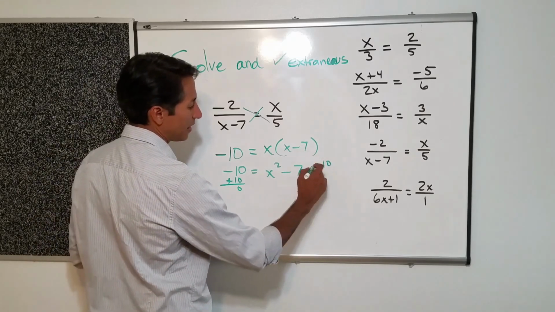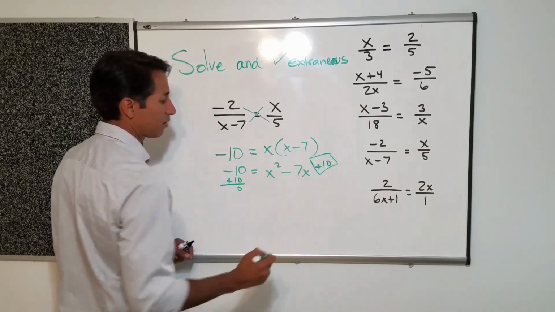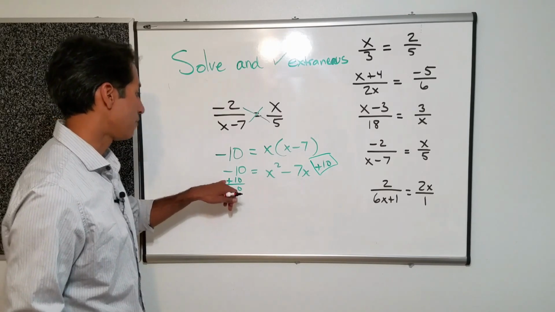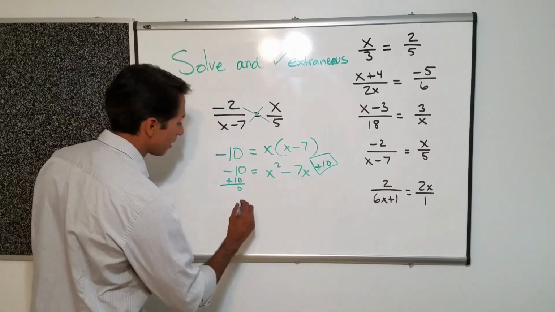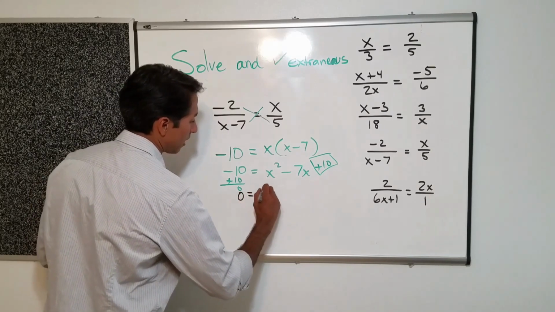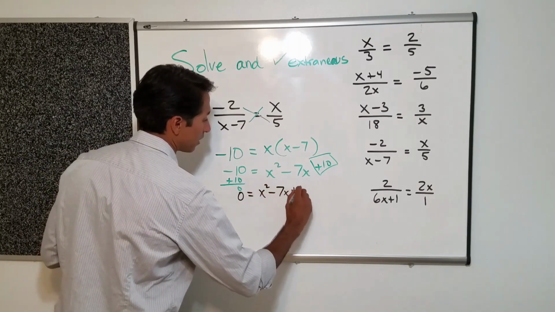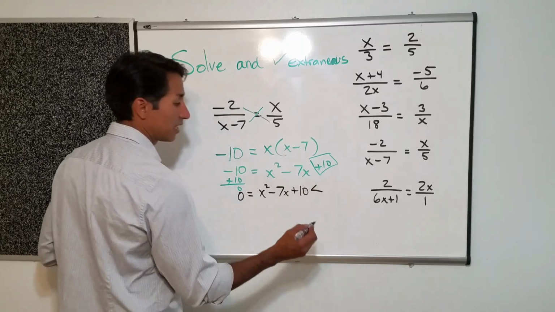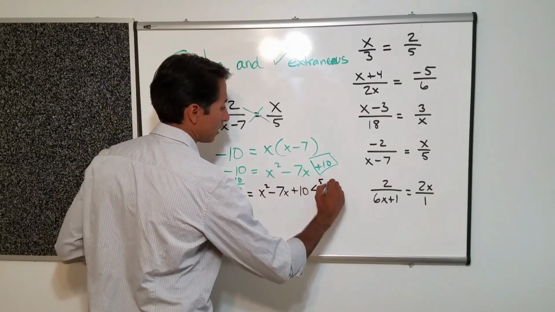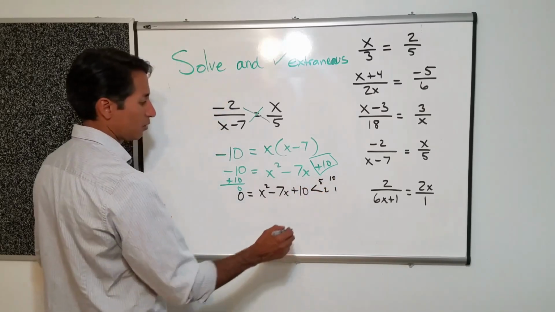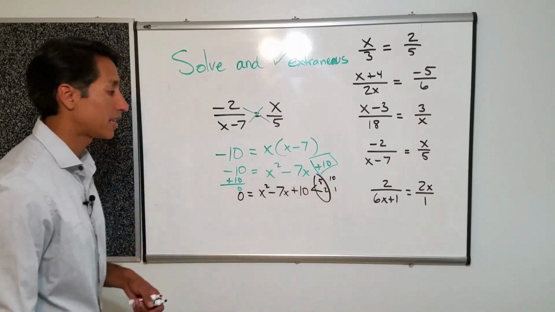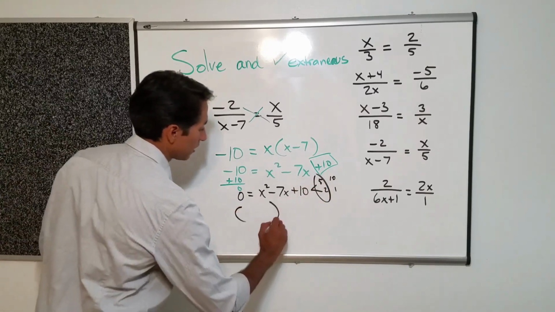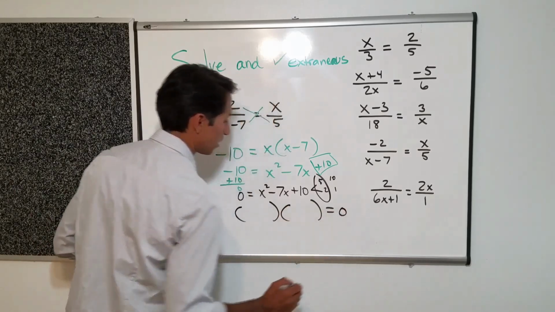Usually I kind of write that a little bit higher on an angle just to show like I'm doing it to both sides, okay? That's just my personal way of doing it. 0 equals x squared minus 7x plus 10. What makes a 10? A 5 and a 2, a 10 and a 1. Do any of these so far make a 7? Yes, 5 and 2 will make a 7. So let's do this part, equals 0.